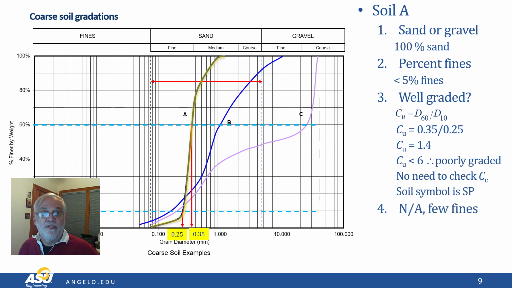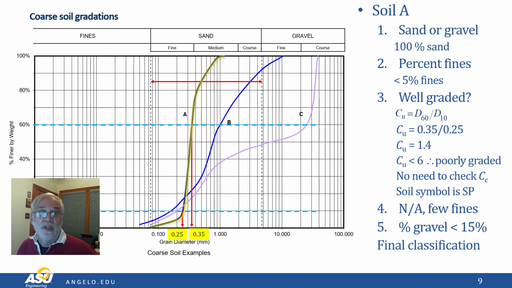We can skip step 4 since this is a clean sand with very few fines. Our last step is to check the percent gravel, which is 0 and therefore less than 15%. So, our final classification of this soil is SP, poorly graded sand. Notice that we were able to skip a number of the steps in this classification process.